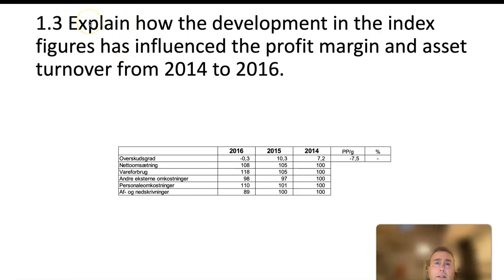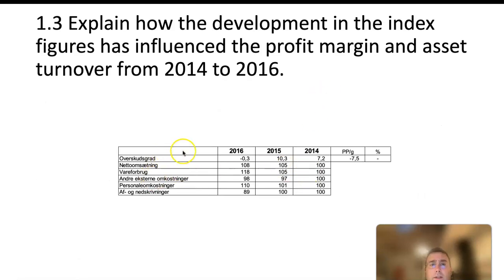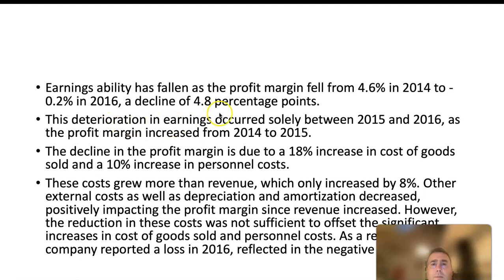Next, explain how the development in the index figures has influenced the profit margin and asset turnover ratio from 14 to 16. In this case, earning ability has fallen as the profit margin fell from 4 to 6. So here you have the difference. The decline occurred solely between 15 and 16. So you go in and see, okay, when did it really happen? When was it that we had this development?